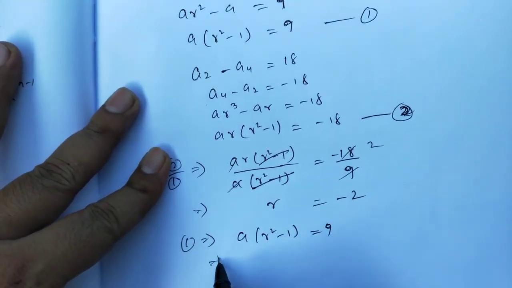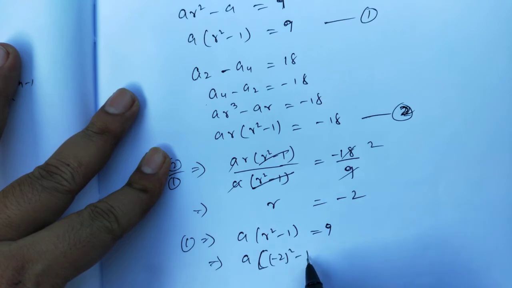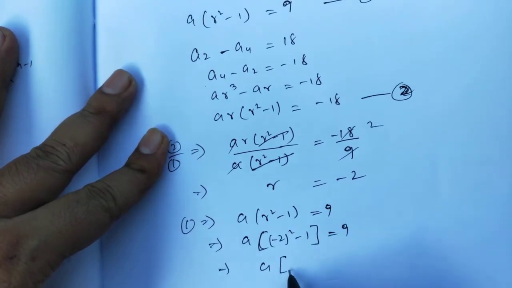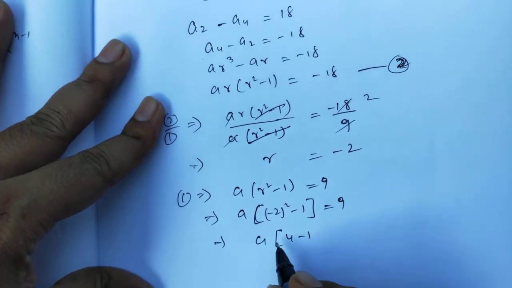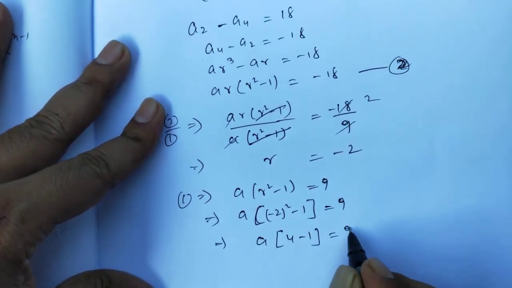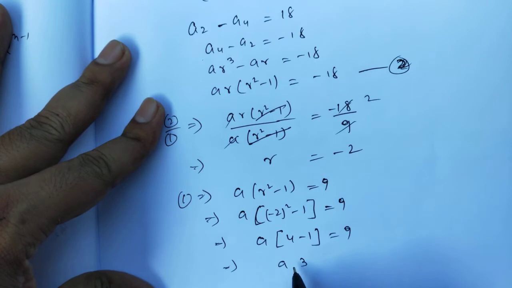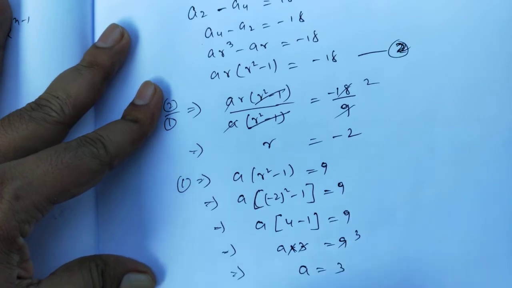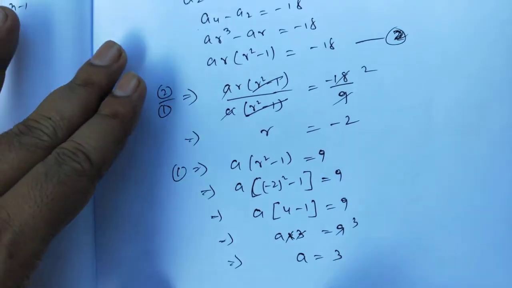Now find the value of A from equation 1. Since R is minus 2, minus 2 square is 4, minus 1. So we're getting A into 3 equal to 9. 3 we can cancel. A is 3. So we got A, we got R.